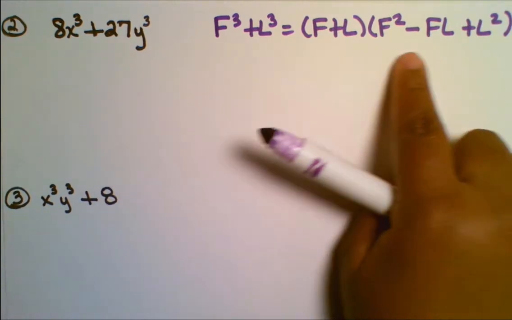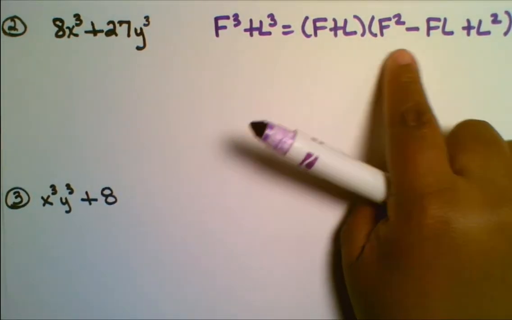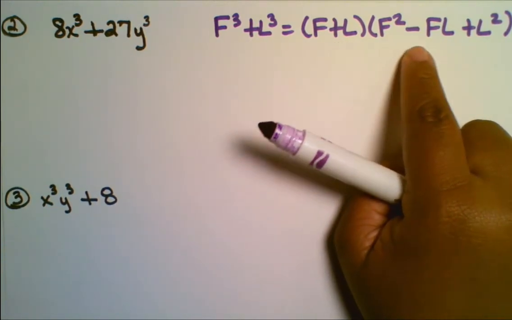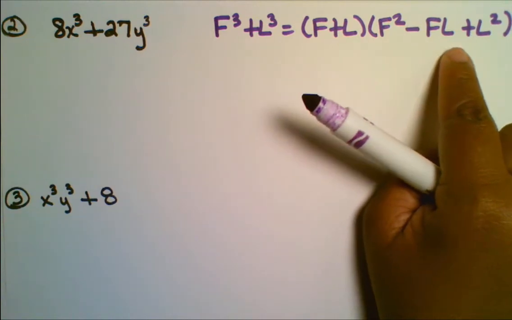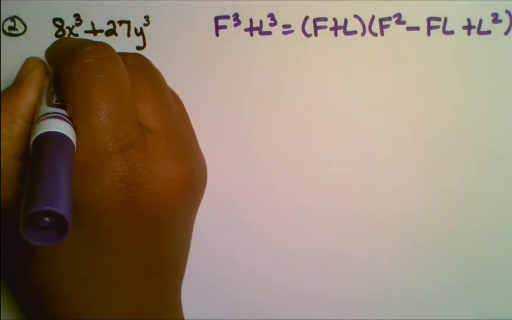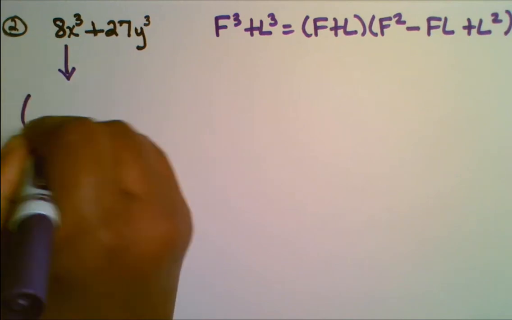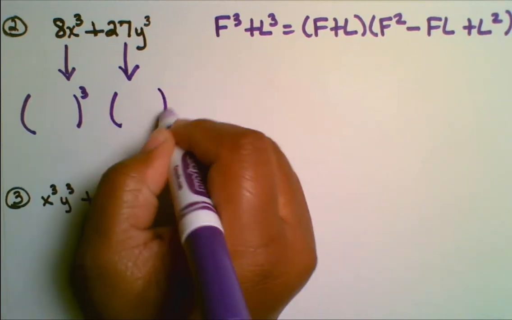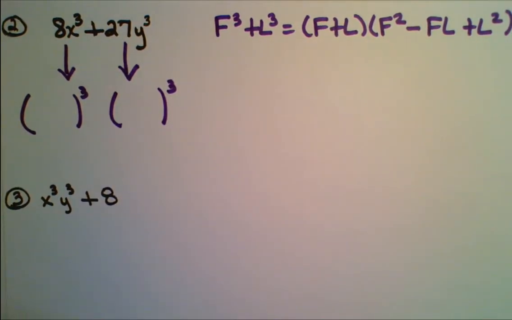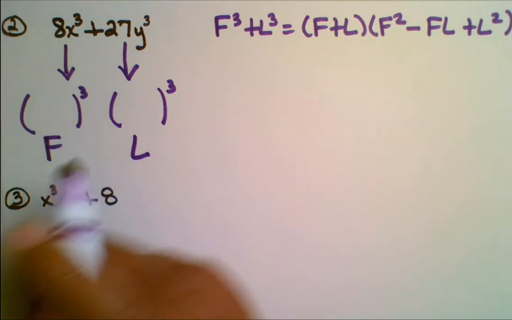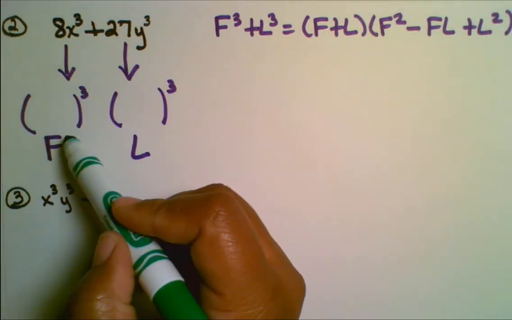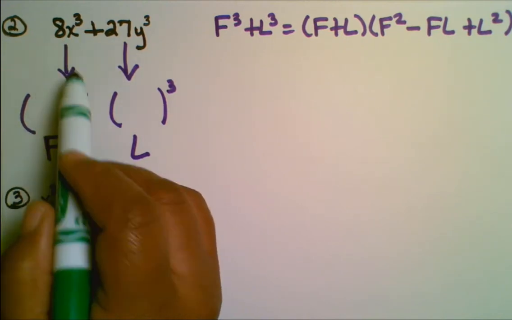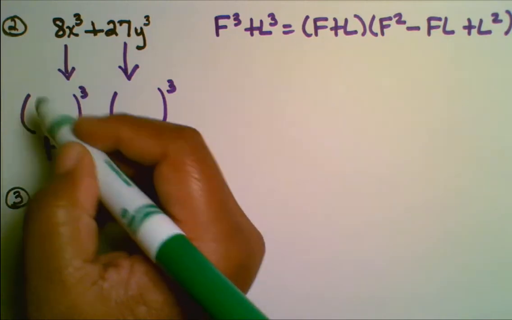So I already have the pattern in front of us. So we could go ahead and fill in. First, we need to find F and L so we can fill into this particular formula. So let's look at the first term. All right, so help me out here. Let's look at the first term. What would be that factor that when we multiply it 3 times, it would give us 8x cubed? That would be 2x.